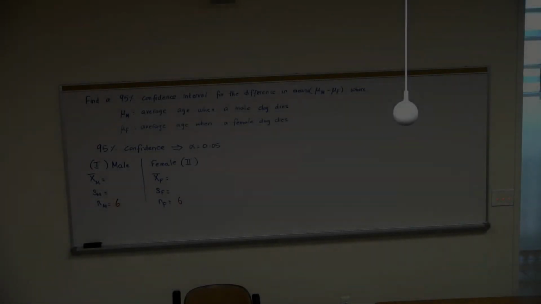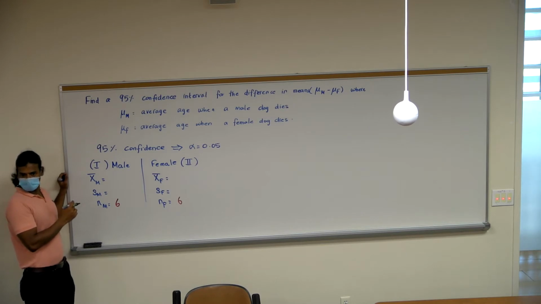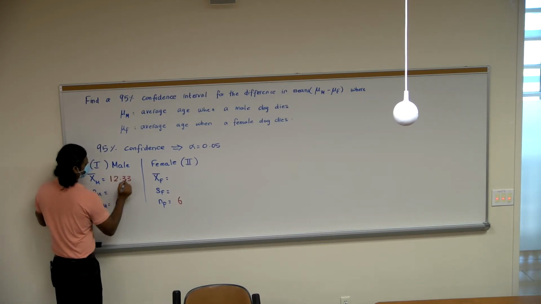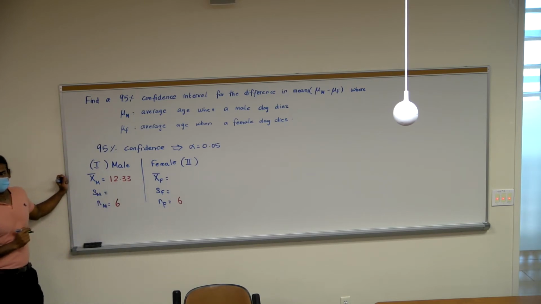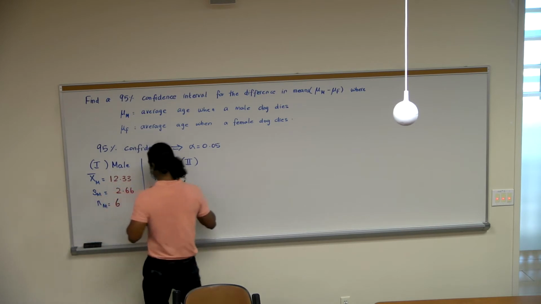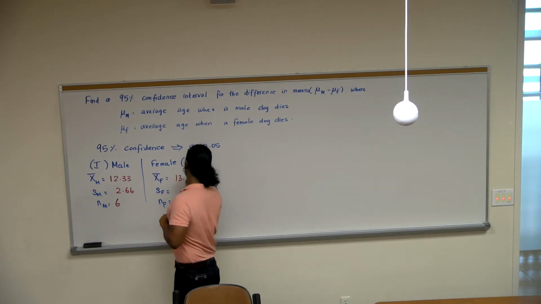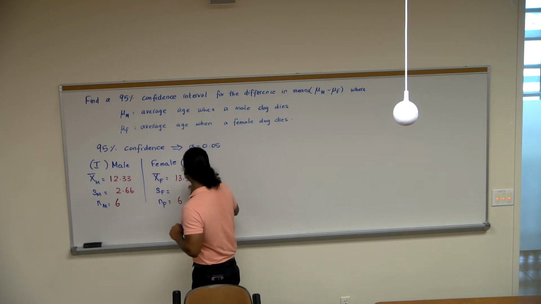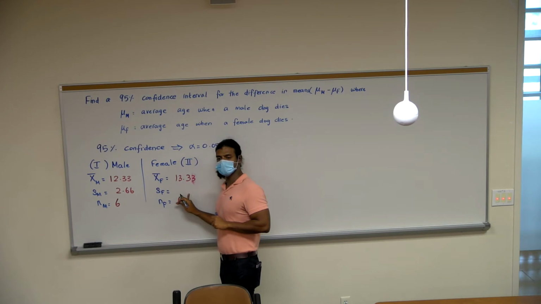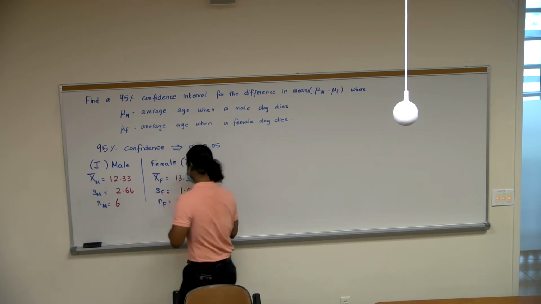What is the sample average for males? 12.33. Is she right? Yes. Standard deviation? 2.658. Did we get the same? For females? 13.33. And for standard deviation? 1.033. We'll just call it 1.033.